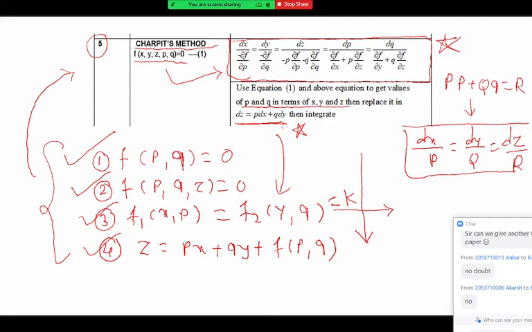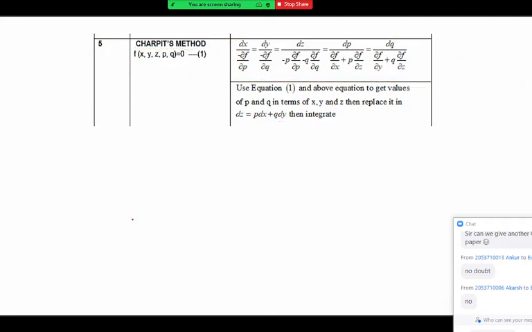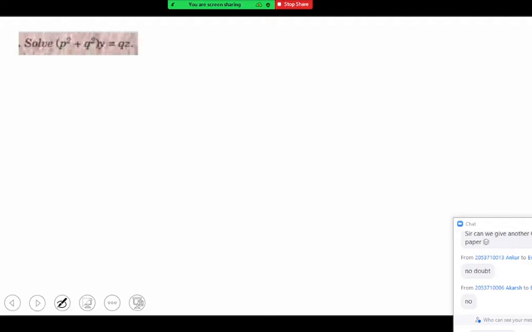Okay, so let me come to the example so it becomes more clear how to solve the examples on Charpit's method. Question number one is on the screen. The relation f we are given is p square y. I am multiplying that, so I will take p square y plus q square y, and this qz I am taking on the left hand side, so minus qz equal to 0.